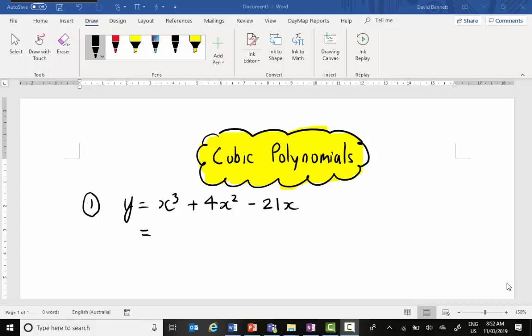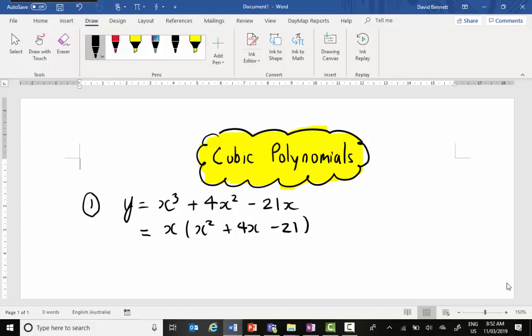So the first one here is a cubic polynomial, but I can see quite clearly that there is an x term in every one. So what we're going to do is bring out a common factor of x. If we do that, that will leave us with x squared plus 4x take 21.